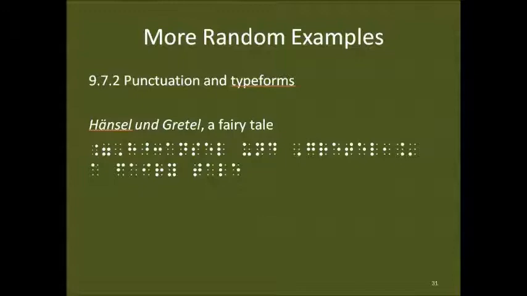Some more random examples. Punctuation and type forms are in section 9. So we have our passage indicator there for italics with Hansel and Gretel. That's 3 symbol sequences, so it's a passage. And then it carries through the H, the accented A there, and the rest of that phrase.